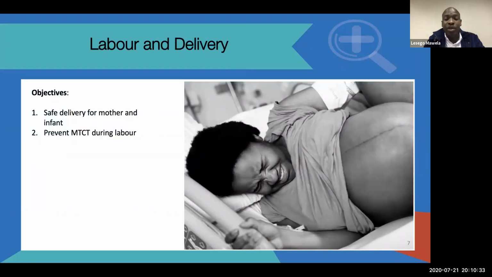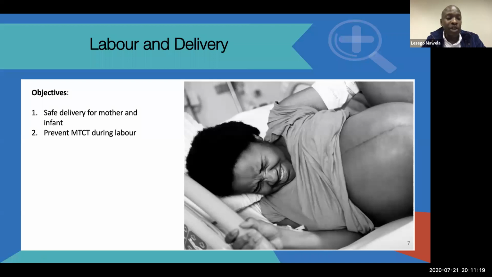In terms of labor and delivery, it is actually a beautiful time, because we've been cooking and putting all the mixtures in the oven, and now it's time for the delivery of the beautiful baby. We've got mainly two objectives during labor and delivery. The first one is safe delivery for the mother and also for the infant. So as you manage labor and delivery, pay attention to both the needs of the mother and the infant, but it has to be safe. The safety of both the mother and the child is very important.